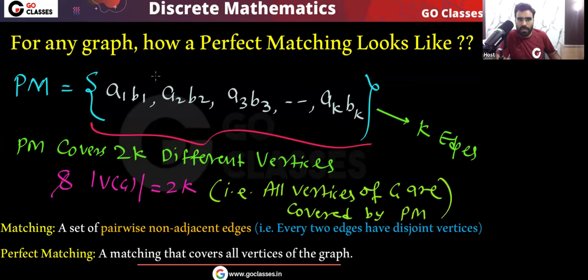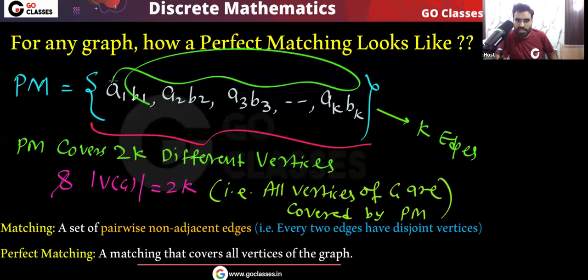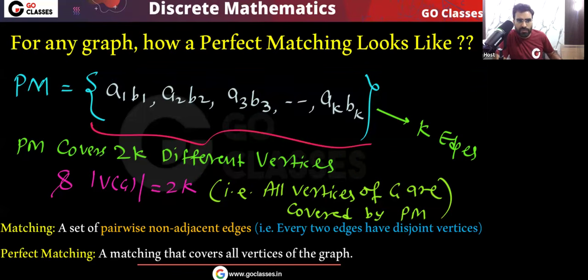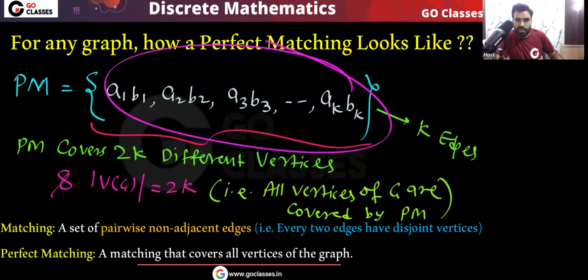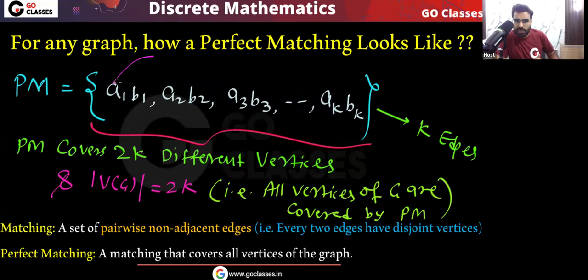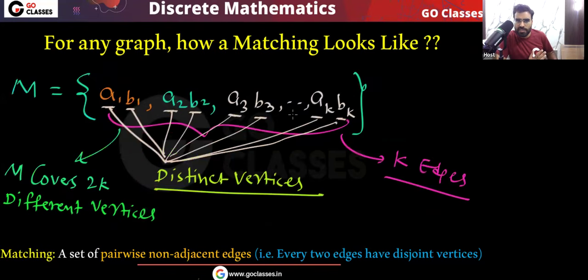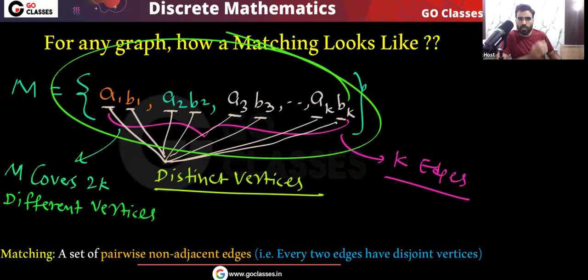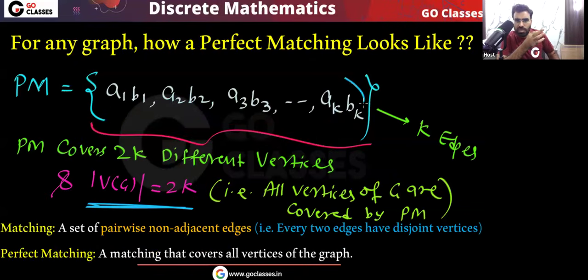I hope you understood. All these vertices A1 B1 A2 B2 A3 B3 and so on up to AK BK will be different vertices. So this perfect matching covers 2K different vertices, and because it is a perfect matching, it covers all the vertices of the graph. So the number of vertices in the graph will be 2K. This is how a perfect matching looks and how a matching looks. The difference is only a small one: in a perfect matching, all the vertices of the graph must be covered. Very simple.